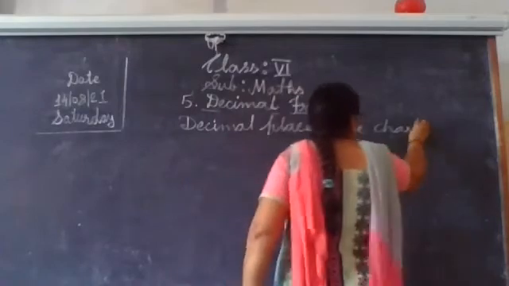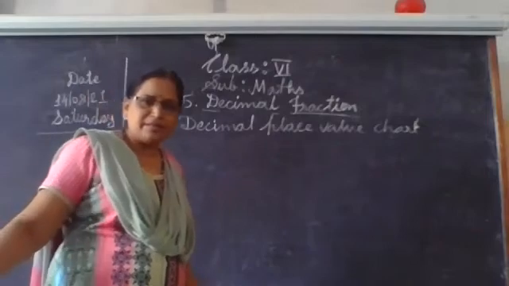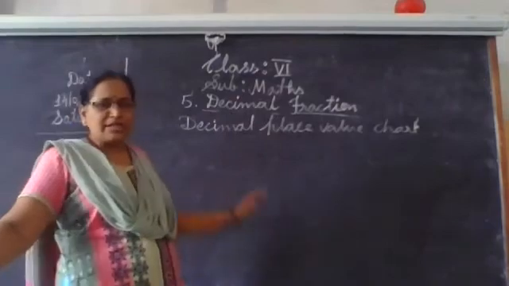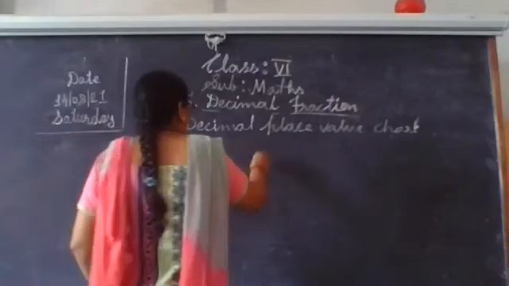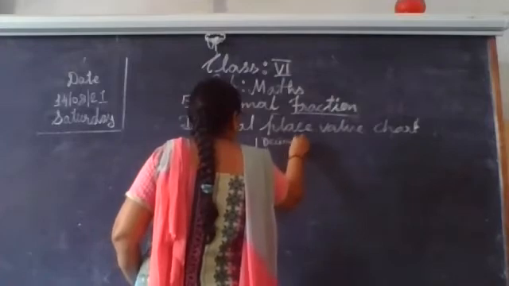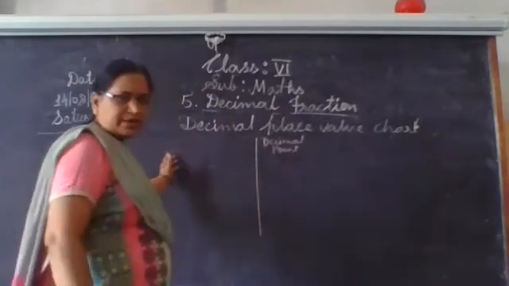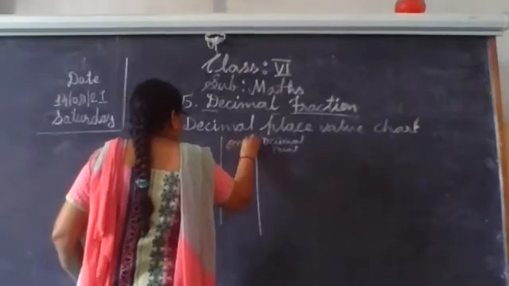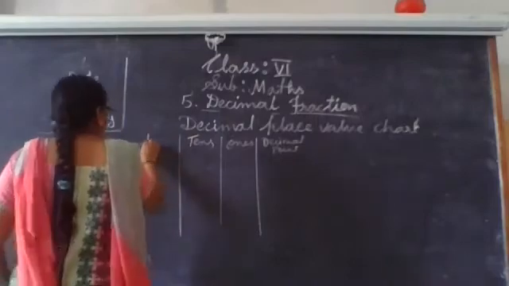Okay, and before that you have learned the Indian place value chart and the international place value chart. Now it is what, beta? The decimal place value chart. So it has whole numbers and also fractions. So see, here is the decimal point. And to the left of the decimal point, the numbers are the whole numbers. So the first place is ones, tens, hundreds.